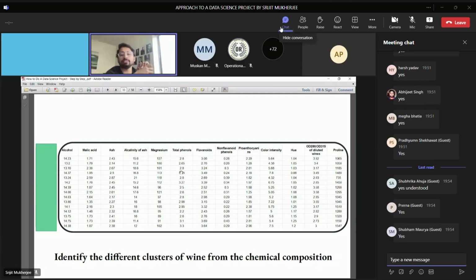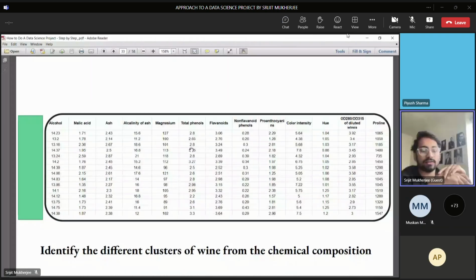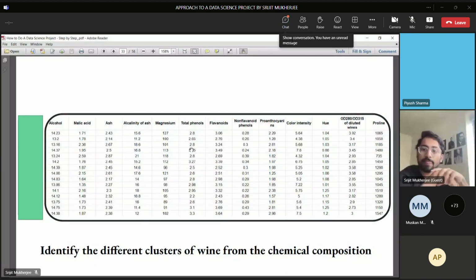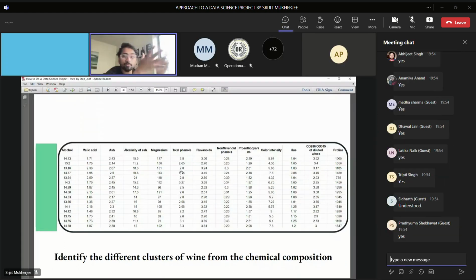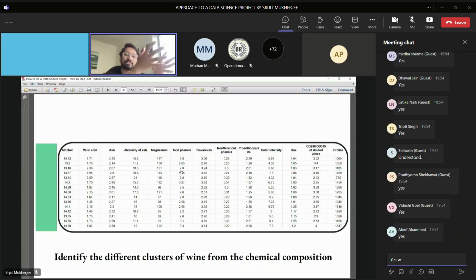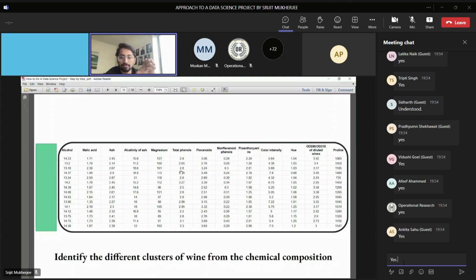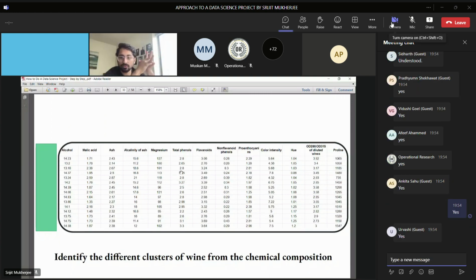I showed on the basis of the same data set so that you get to understand what is the difference. What about others? You can say yes in the comment box, please. It will be really helpful for me to understand whether you understood or not. Okay, great. If you have doubts, please ask me in the comment box, or you can just unmute yourself and ask me. That's great. Thank you.